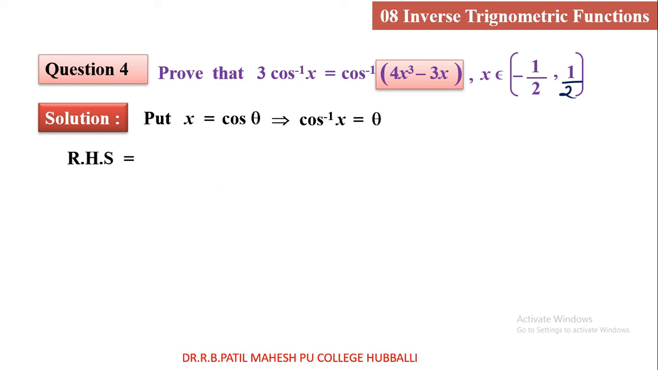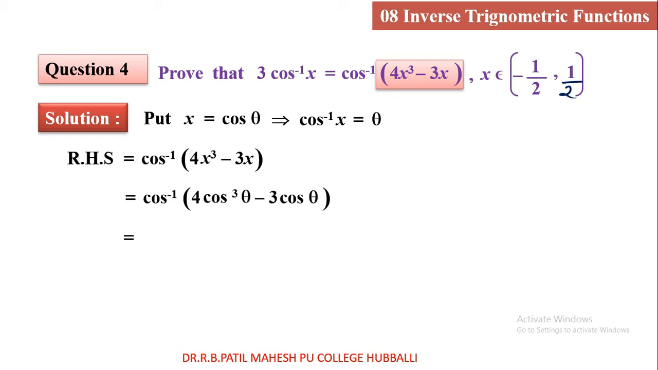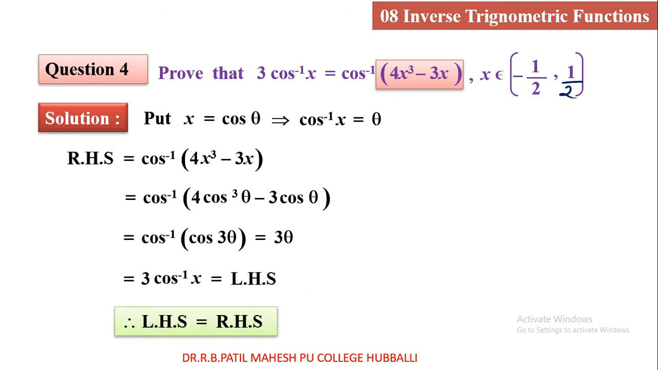That is cos inverse of, in place of x write cos theta, so 4 cos cube theta minus 3 cos theta, again a standard formula, that is cos 3 theta. Cos inverse cos removed, 3 theta gets, so 3 into cos inverse x, hence LHS. We arrived at LHS, therefore we proved LHS equal to RHS. These are similar to the previous.